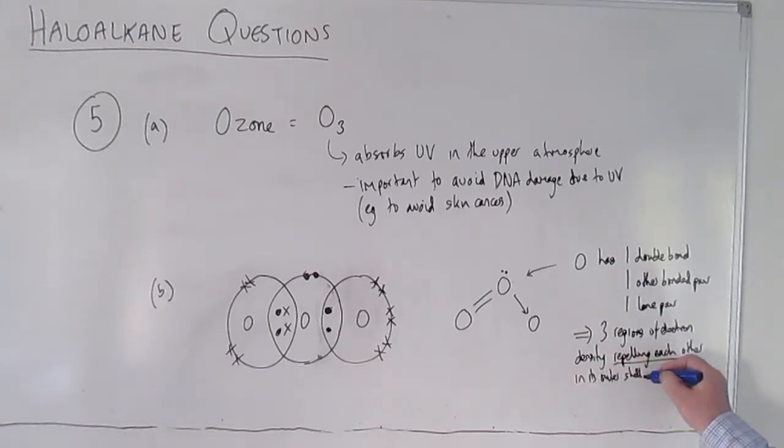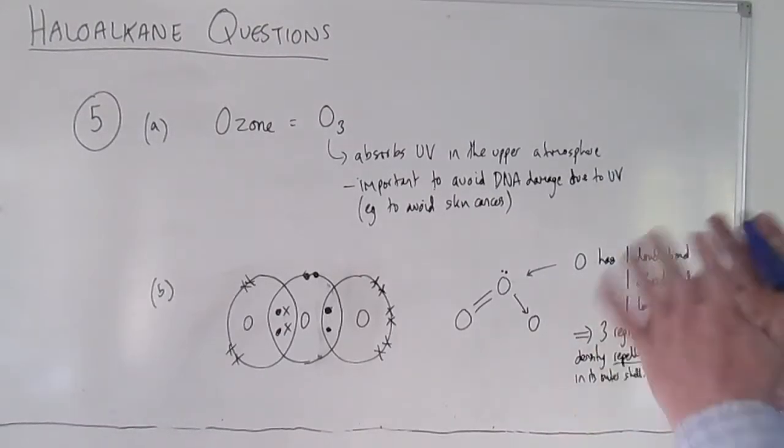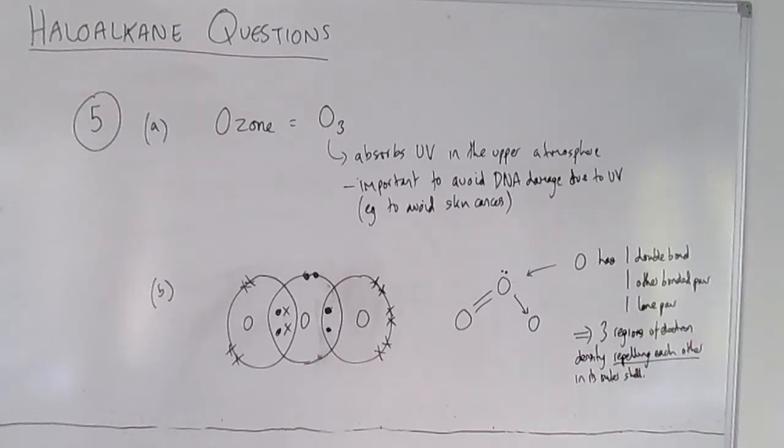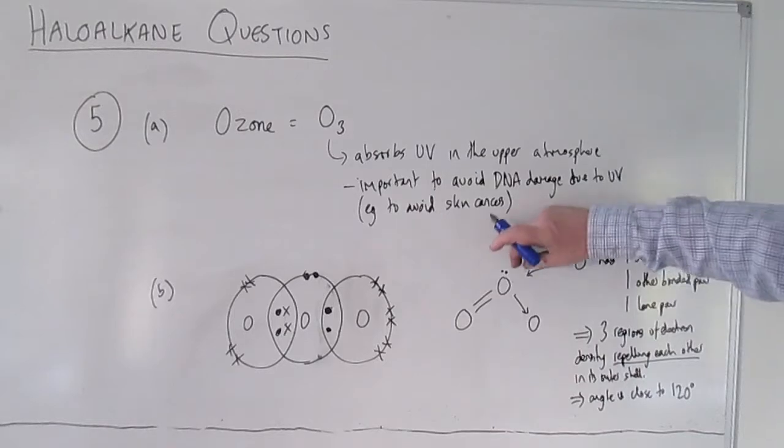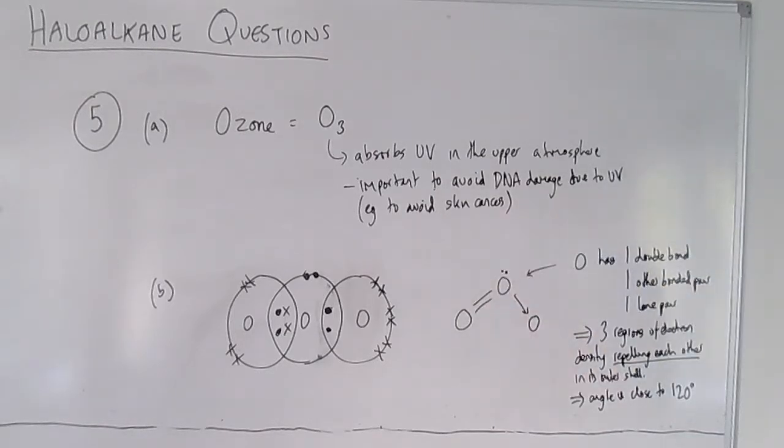Okay, and when you get 3 regions of electron density repelling each other, it's like trigonal planar, except that in trigonal planar they're all bonded pairs, so we can't call it trigonal planar, but you can see it's the same sort of angle. So the angle is close to 120 degrees. You would expect it to be slightly less than 120 degrees, because the lone pair repels more than the bonded pairs. But we're not going to worry too much about that. The main thing is seeing that that fits with the stated angle.